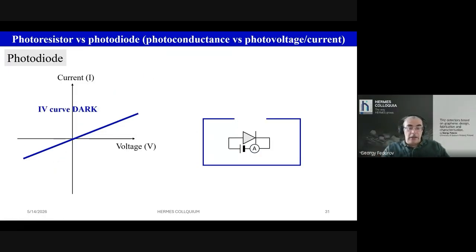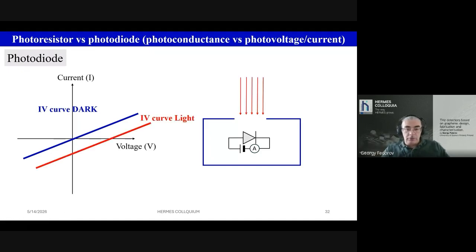Okay, another type of detector is the photodiode. So I show a diode, a real diode here, but I don't specify what it is made of at the moment. An important feature of this device is that when you expose it to light, the current-voltage characteristic not necessarily changes its law, but most importantly, it shifts with respect to the original one. So if you apply no voltage, no bias, you can just measure the voltage at zero current and you will detect light.